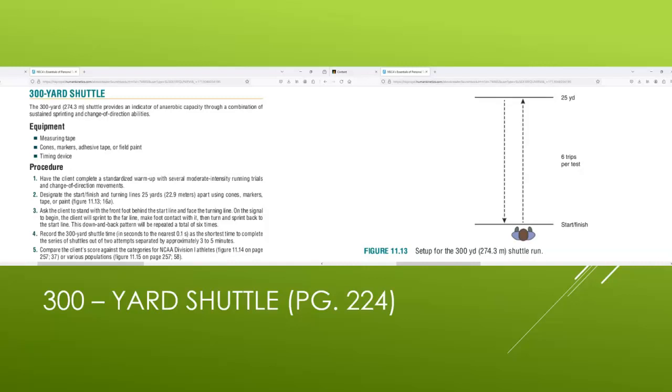All right, so 300-yard shuttle. With the 300-yard shuttle, it's been around for easily decades, if not 50 years.